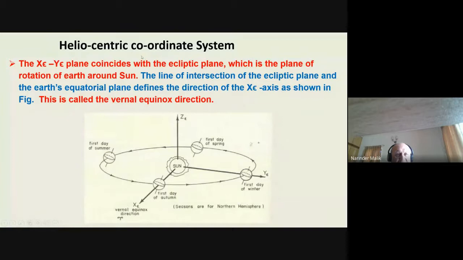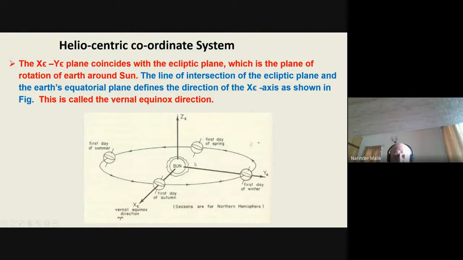Heliocentric coordinate system. Here, this coordinate system refers to the coordinate system lying in the plane of the Sun-Earth motion. The Sun is at the center, Earth is going around the Sun, and that plane is called the ecliptic. And the Earth's equator is tilted by 23.45 degrees with respect to this plane.